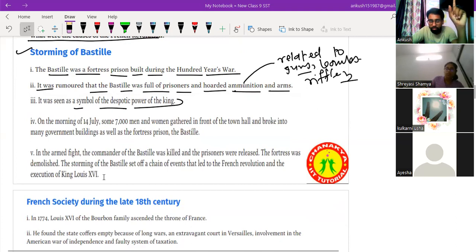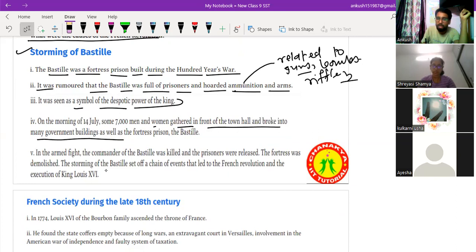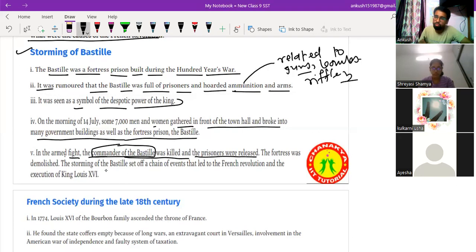On the morning of 14th of July 1789, some 700 men and women gathered in front of the town hall and broke into many government buildings as well as the fortress of the Bastille. Why? In search of arms. In the armed fight, the commander of the Bastille was killed and the prisoners were released. The commander who was in charge of the Bastille prison was killed in that fighting. The fortress was demolished. The storming of the Bastille set off a chain of events that led to the French Revolution and the execution of King Louis XVI.